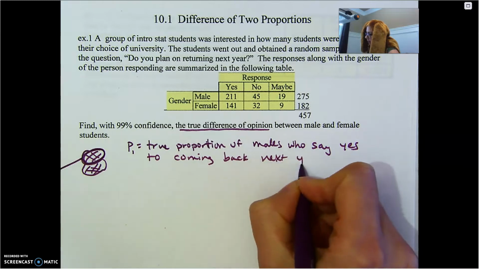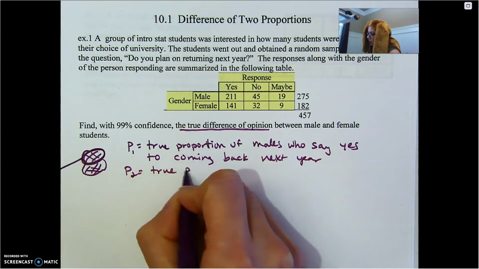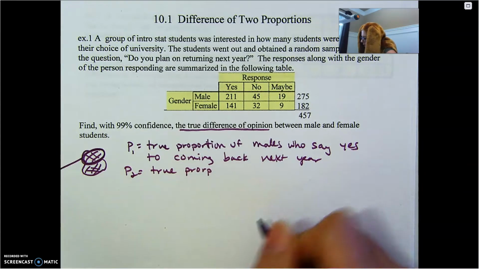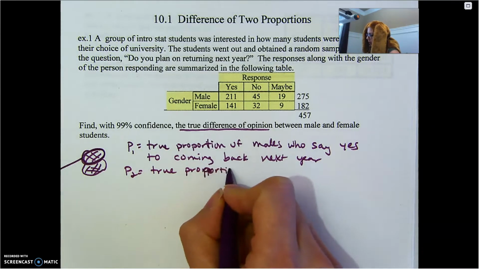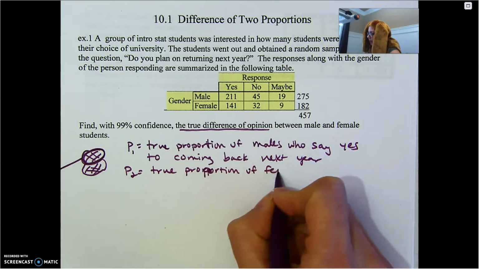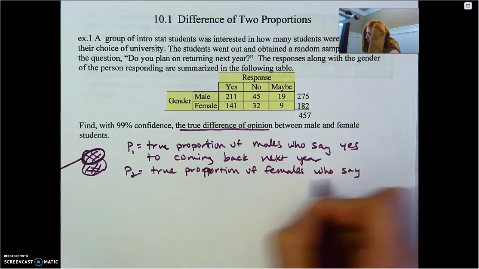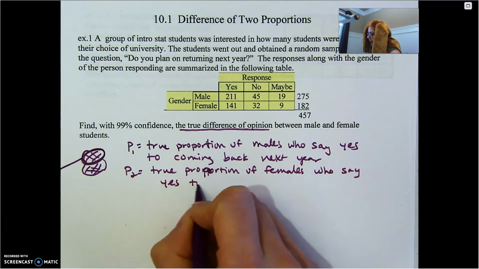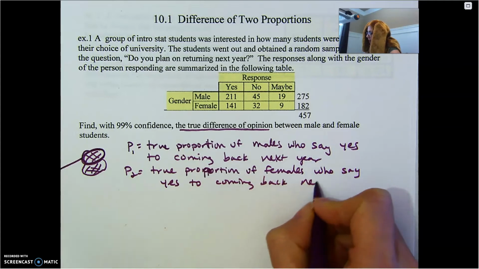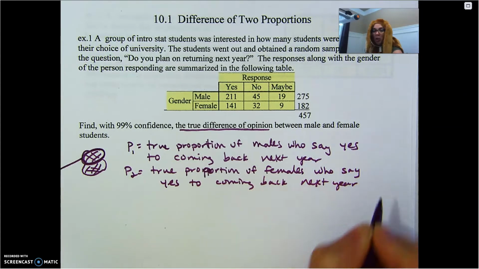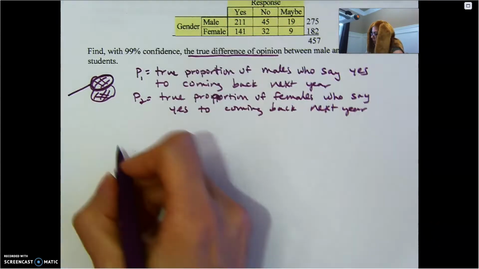next year. All right, so then P2, that'll be our true proportion of females. Wow, that's not how you spell proportion. Proportion, there we go, of females who say yes to the dress. Just kidding. Who say yes to coming back next year. All right, so we got to check those conditions.